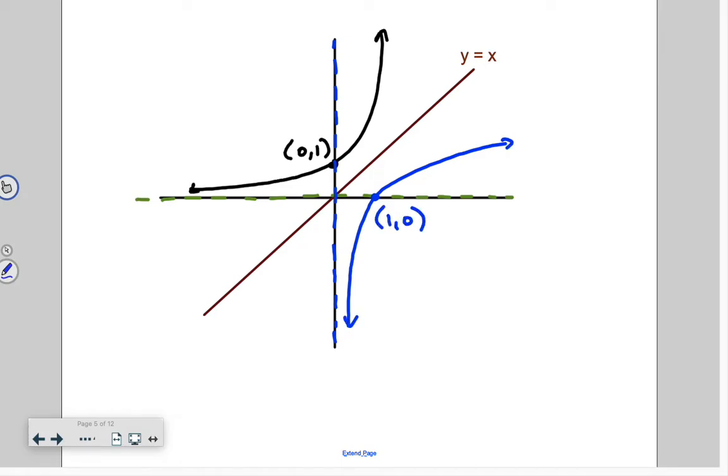What I have in blue on the screen is what we're going to work off of. That is our parent function. That's the graph that you see over on the side of the room over there. There's your parent function graph for logarithms. Okay? But I wanted you to see where it's coming from. It's coming from exponentials.